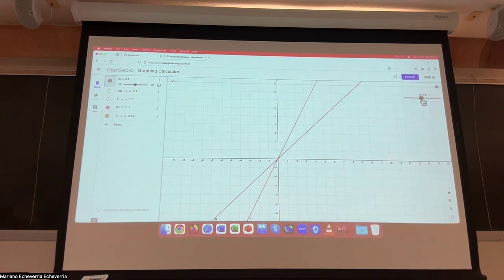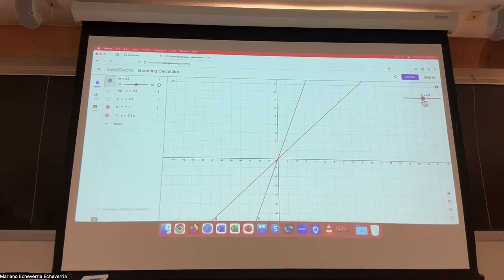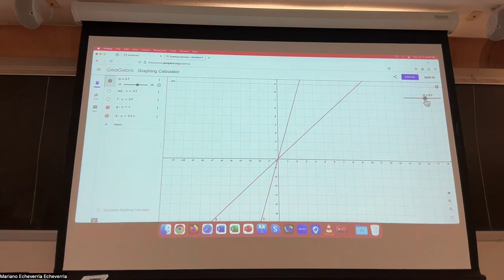So if you start increasing the value for m, which is what you see there, now you see that 2.4, 2.7, now it's 3. If you start increasing the value for m, you move the line closer and closer to the y-axis. It becomes more and more vertical. So higher values for m means lines which become more and more vertical.